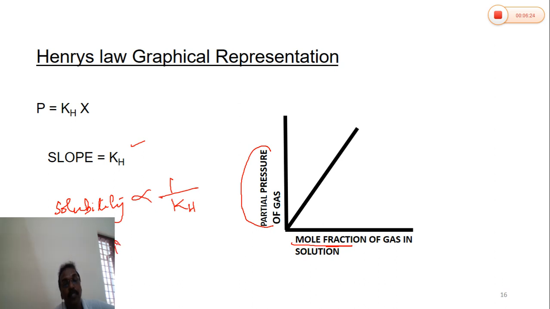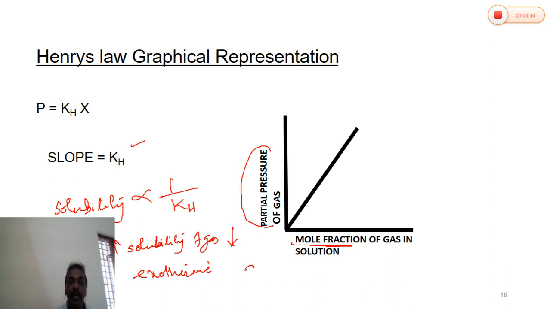Now the effect of temperature. On increasing temperature, the solubility of a gas decreases. We studied that the solubility of a gas is an exothermic process.